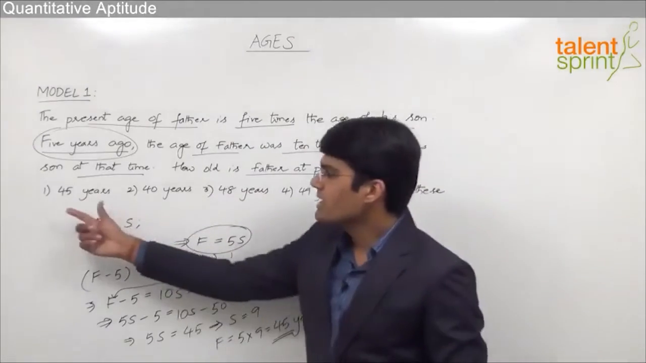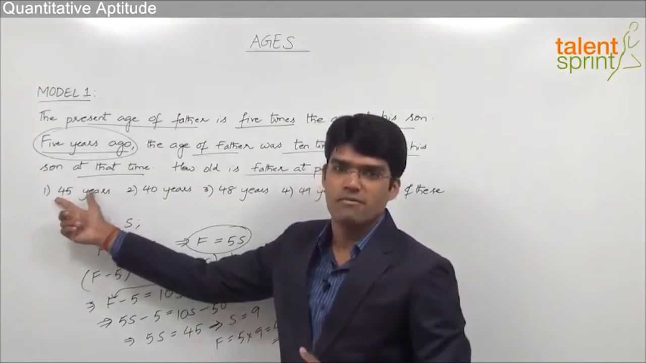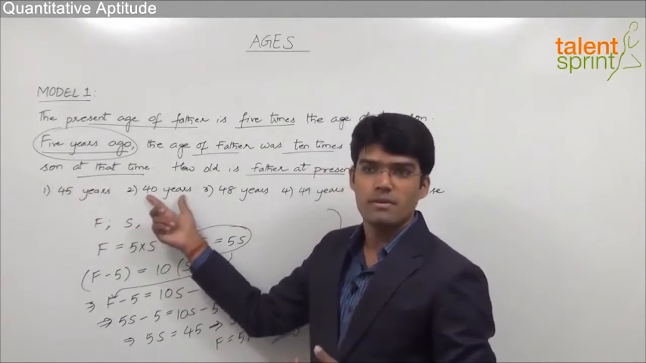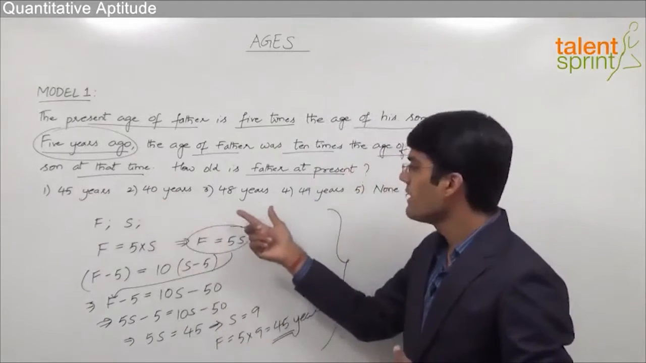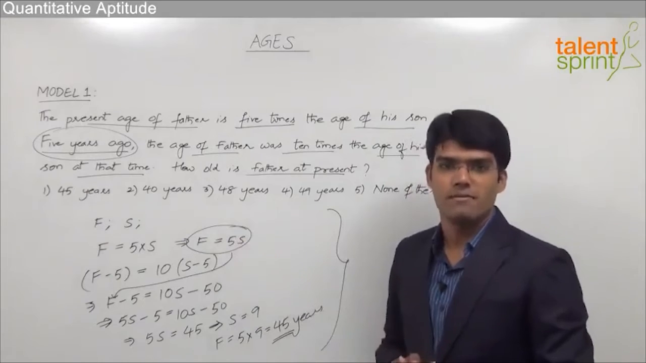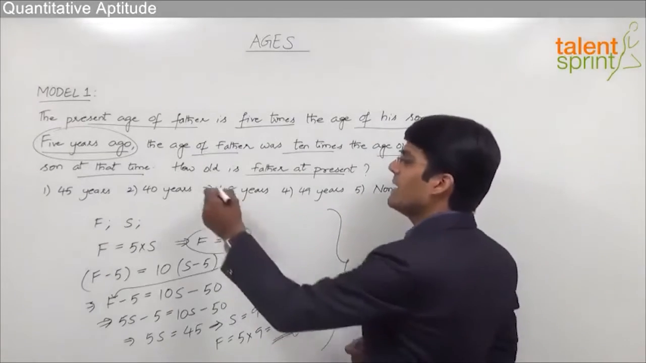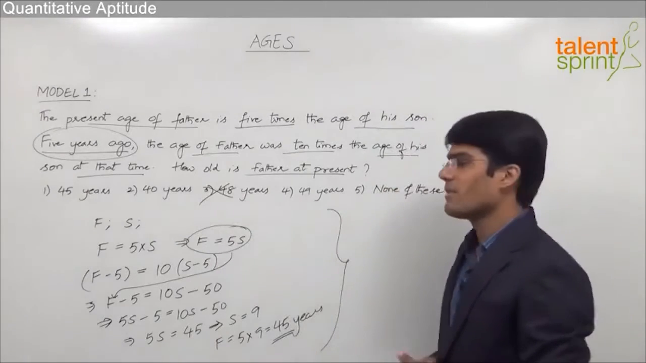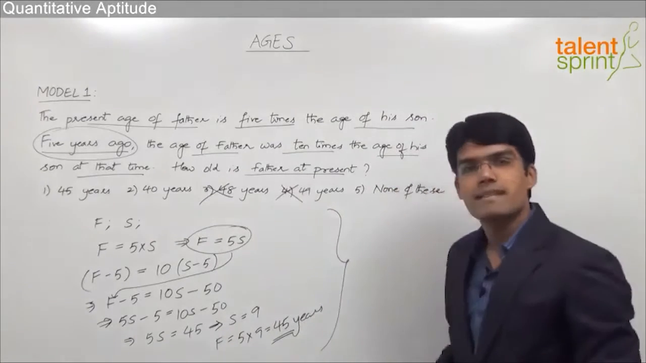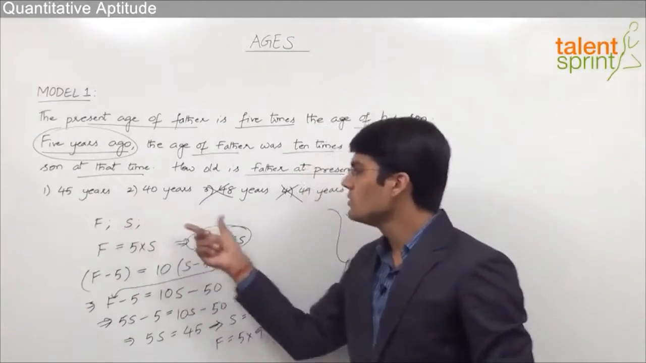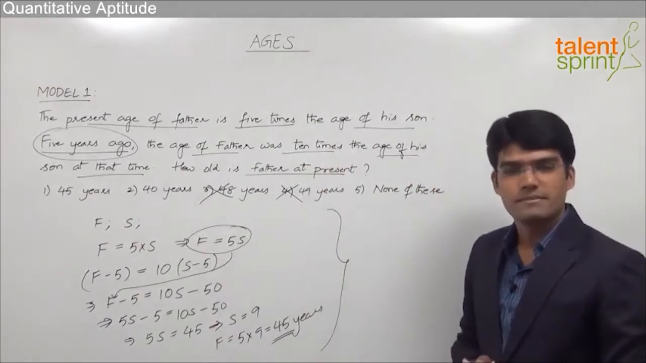Option number 1, 45 is a multiple of 5. So this is a possible answer. Option 2, 40 is also a multiple of 5. So even this is a possible answer. But if you look at option 3, 48 is not an exact multiple of 5. So this can be eliminated. And option 4, 49 is also not a multiple of 5. So even this option gets eliminated. So the possible answers are option 1, option 2 or option 5, none of these.